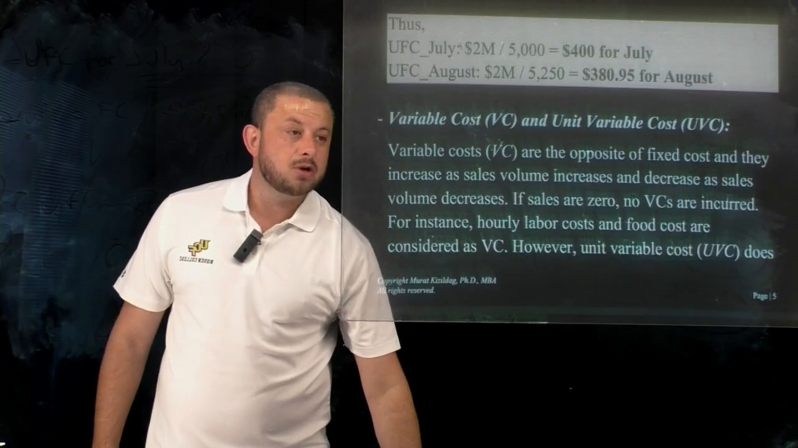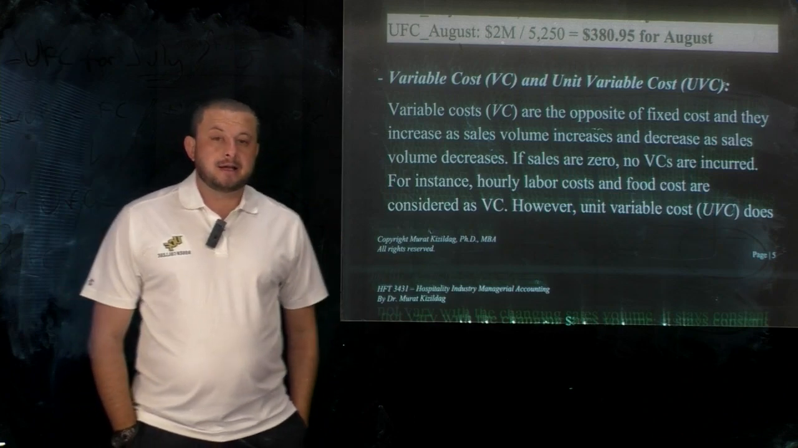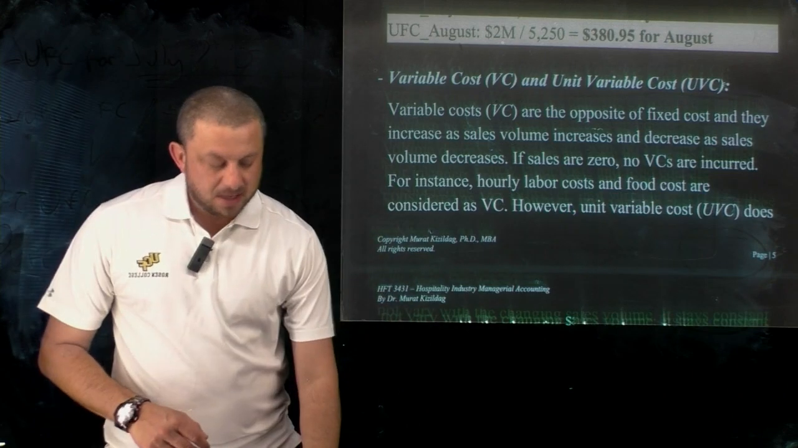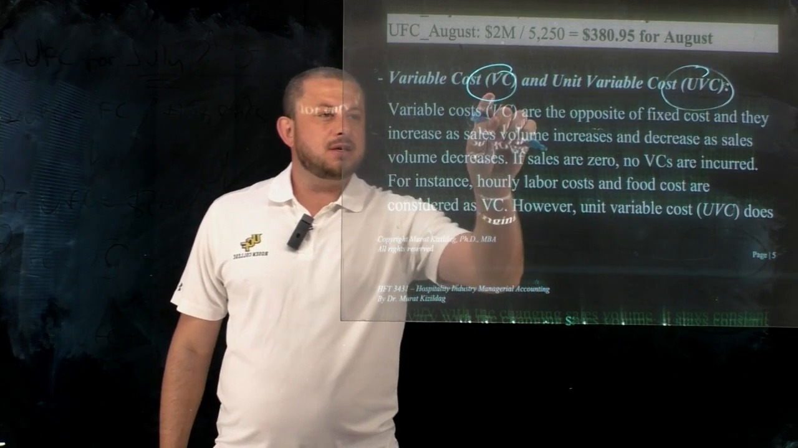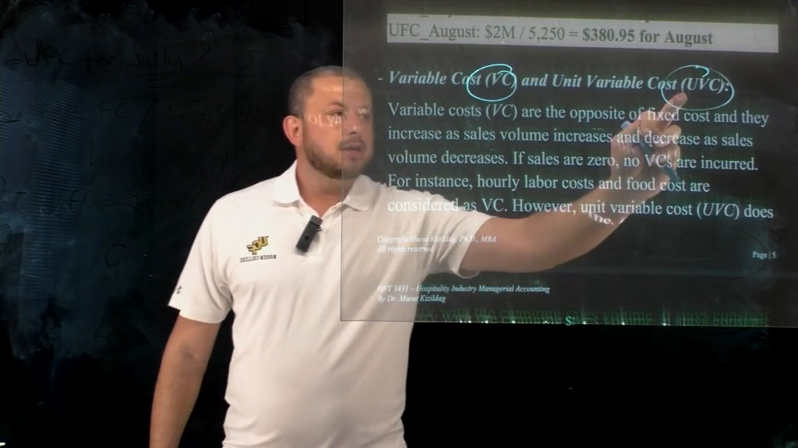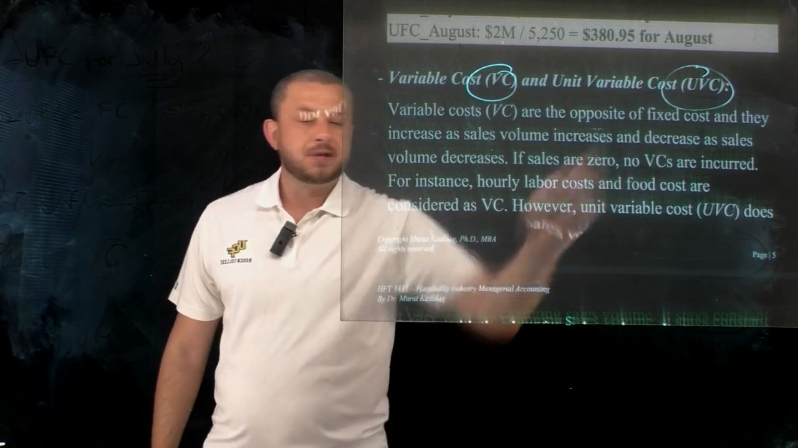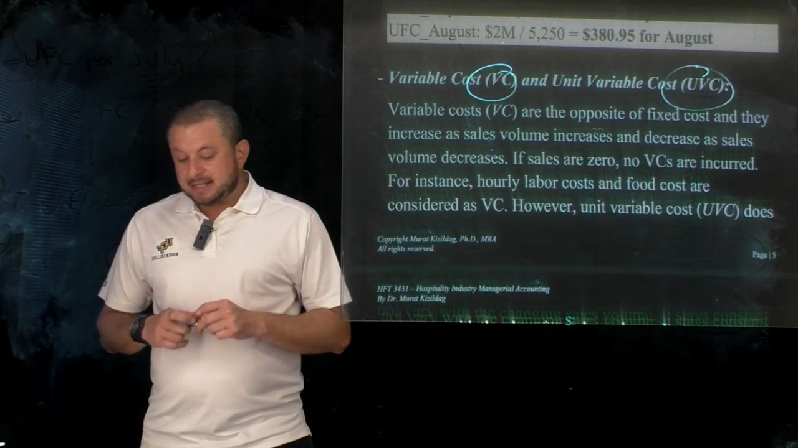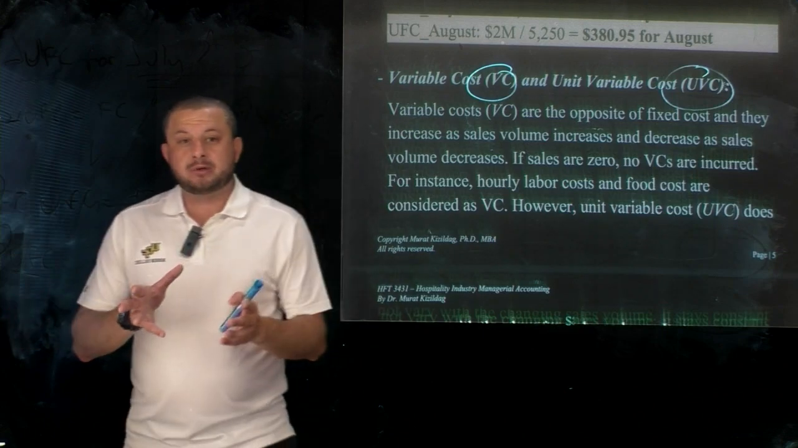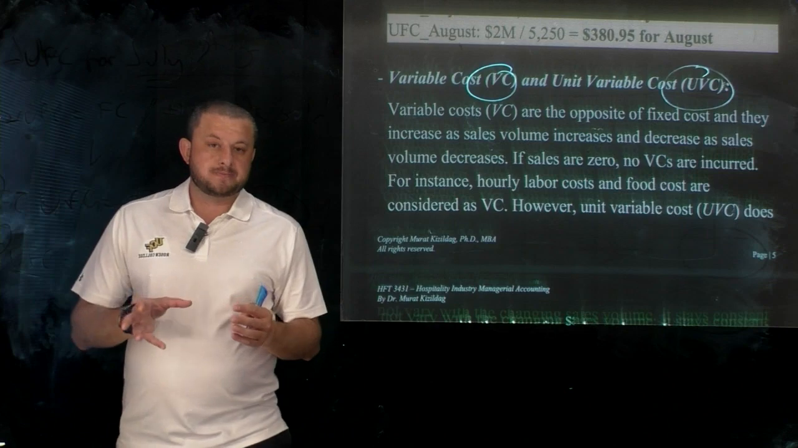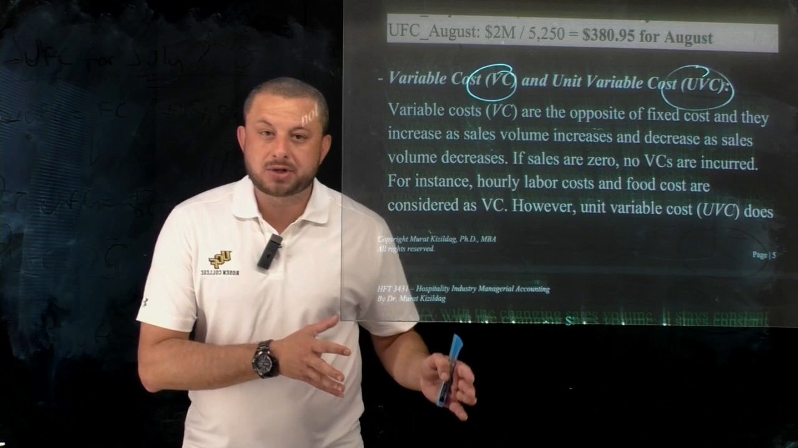So what is variable cost? What does it do? And what kind of relationship does variable cost have with respect to changing sales volume? Guys, in this part of the lecture, we are going to analyze VC and UVC. VC is the total variable cost. UVC is the unit variable cost. Okay, we are going to analyze those two. Let me define variable cost: it is the cost that fluctuates in respect to changing sales volume.